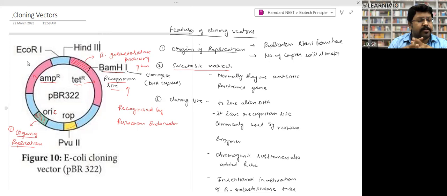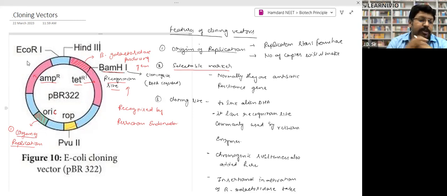So normally we select the plasmid which has tetracycline or ampicillin, any of the resistance genes, and we incorporate it. So the bacteria which get this plasmid will not die in the presence of ampicillin or tetracycline, but non-recombinant bacteria will die. That's what happens. Okay, sir.